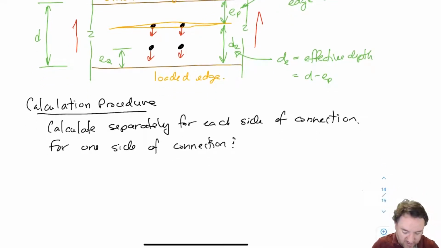So usually, I think it would be pretty weird to have 2 members connected together in perpendicular to grain, and they both have splitting loads. That would be pretty strange, probably.